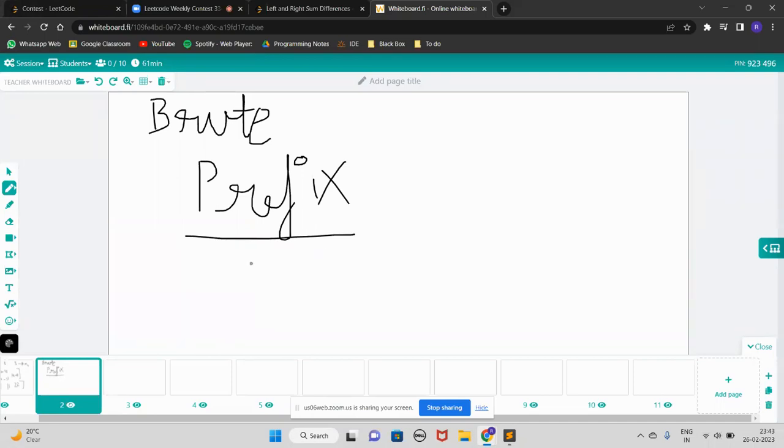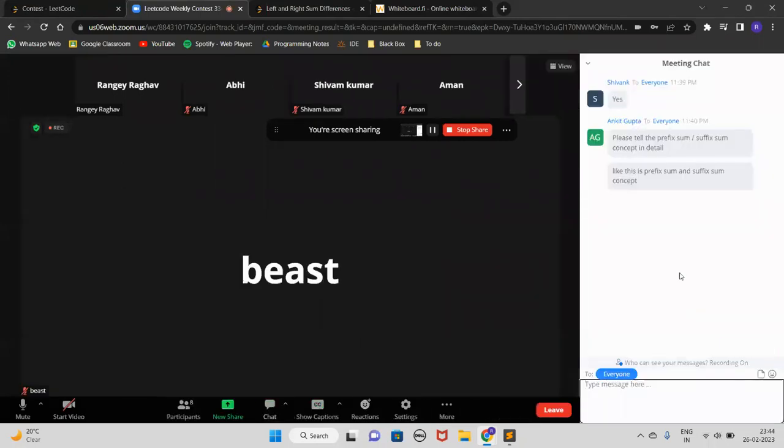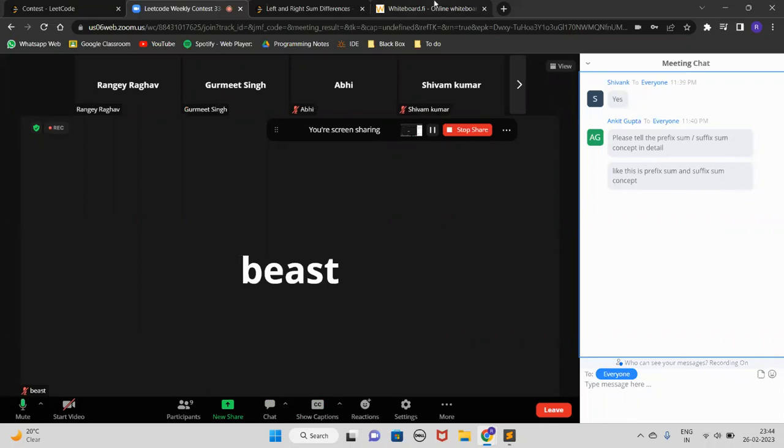And how can we use it? Let us suppose that we have to find the value of the left sum for any element i. So the left sum of i would be equal to the prefix sum of i minus 1. Is this part clear, that the left sum of i would be equal to the prefix sum of i minus 1? Yes, this is the prefix sum and suffix sum concept.